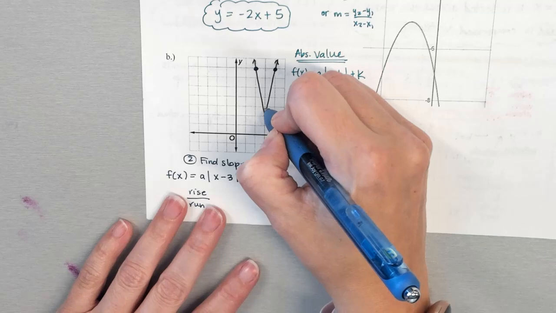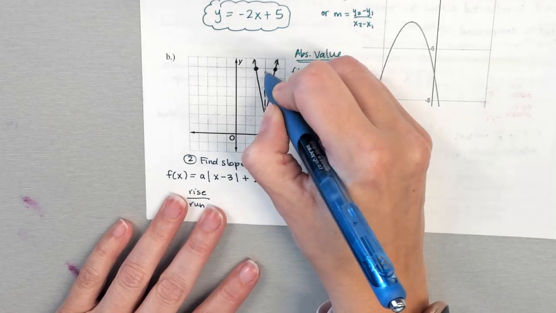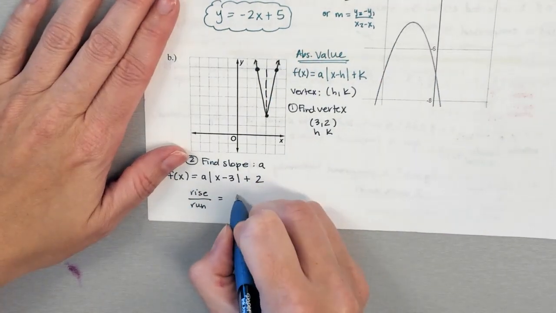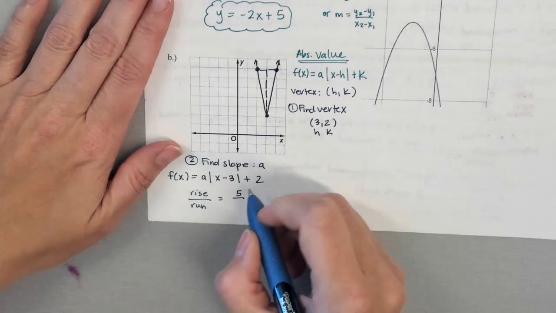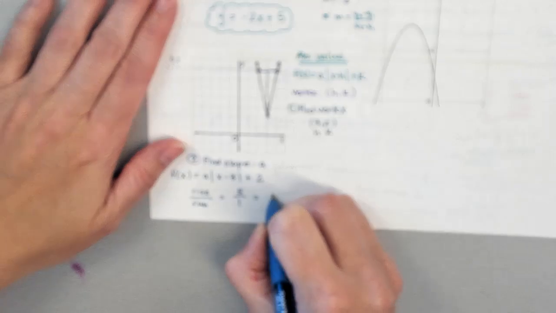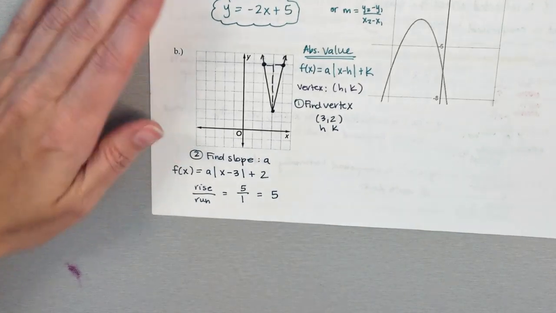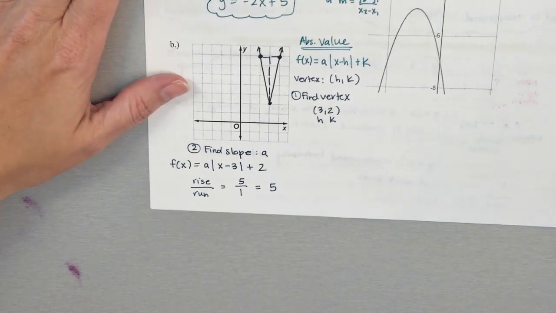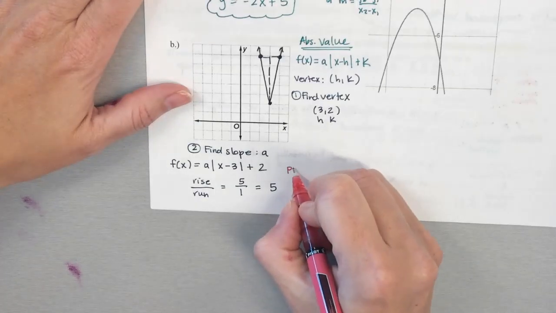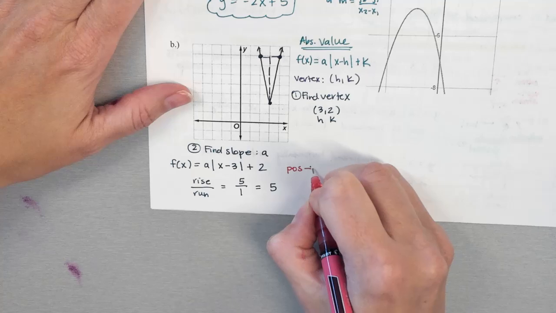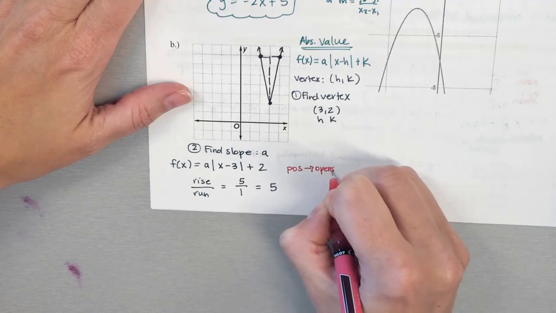So you would be going up 1, 2, 3, 4, 5. So your rise would be 5. Your run in either direction would be 1, which would give you 5. And then you just have to adjust for which way it opens. So it'll be a positive slope if it opens up.